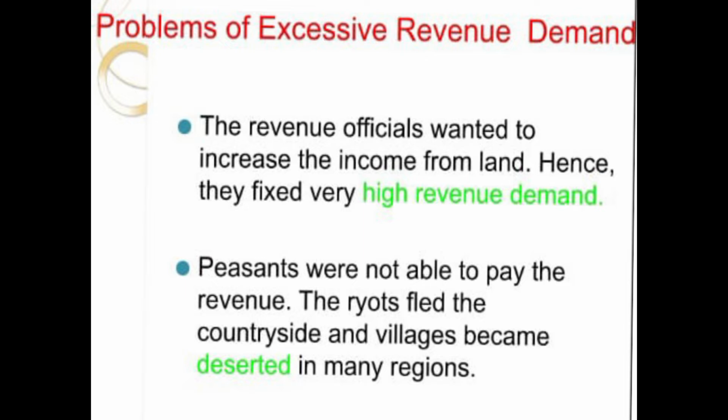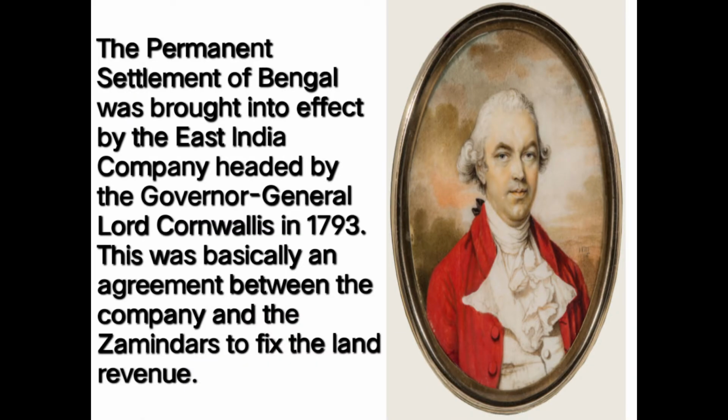So the revenue officials wanted to increase the income from the land, and hence they fixed a very high revenue demand. The peasants were not able to pay the revenue. The peasants fled the countryside, and villages became deserted in those regions. When they left the villages, they became empty. They were fed up with paying taxes and wanted to move to a place where they were free from this payment.